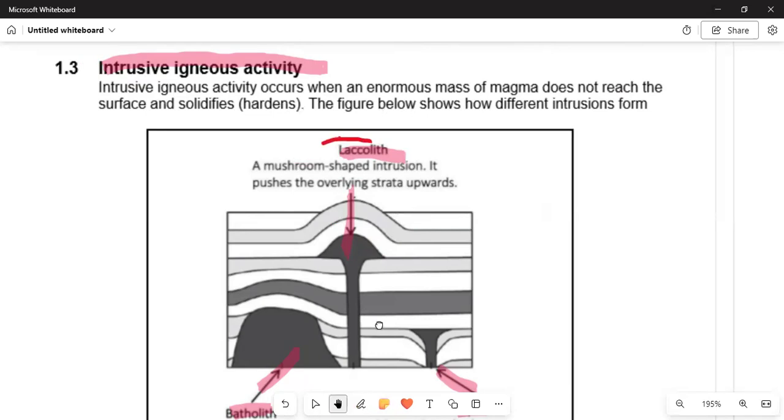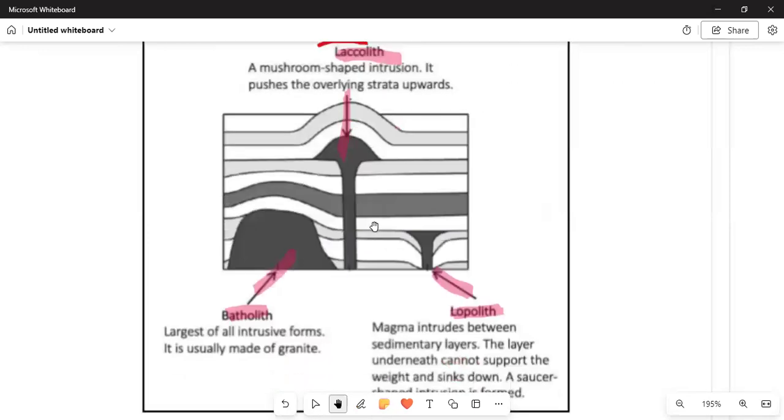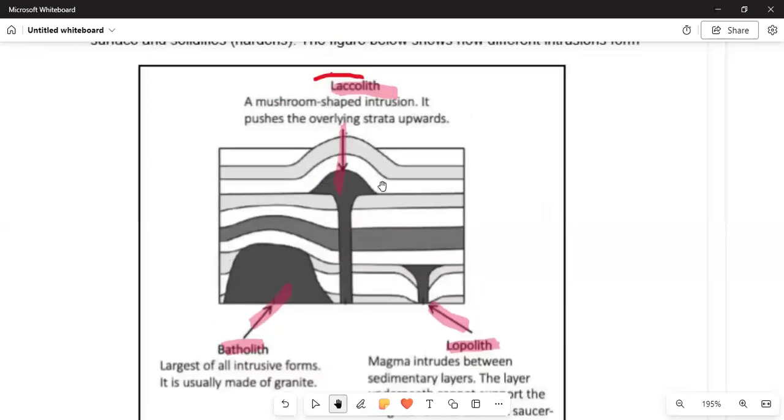All right. So what we can see here is that underground it is very hot. Where the lopolith and the batholith come from, it is very hot, and it is a bit cooler above in the laccolith. In the laccolith, it is much cooler. So we are saying it pushes the overlying strata upwards. So this is the picture. And then the largest of the intrusive forms is usually made out of granite.